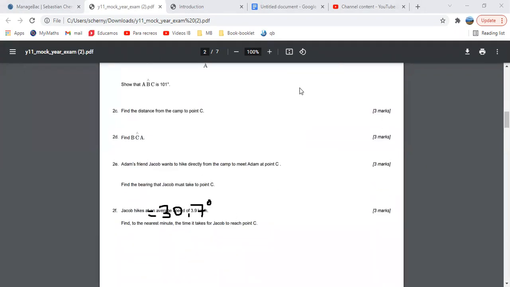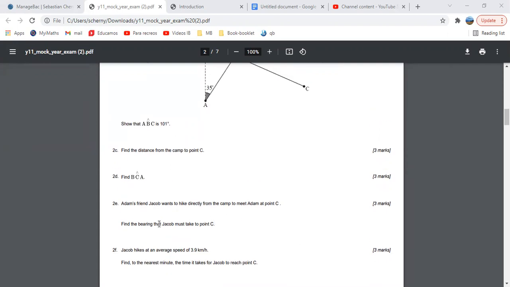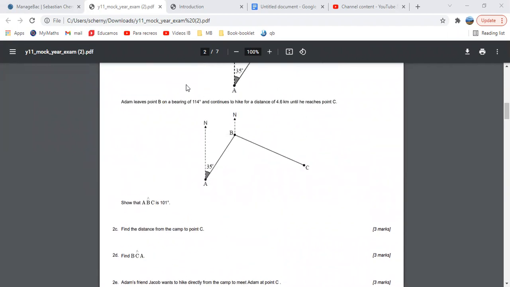Great. Now, Adam's friend, Jacob, wants to hike directly from the camp to meet Adam at point C. Find the bearing that Jacob must take to point C. So the bearing they are asking us is basically this one, right? We already know that this small angle will be 35, so we just need to find this angle. We could do this with the sine rule or maybe the cosine rule, but something that will be easier, and I will just mention this because the video is getting longer and longer.